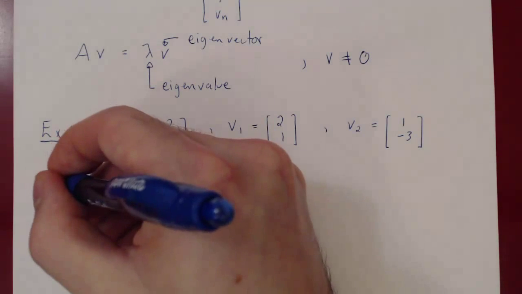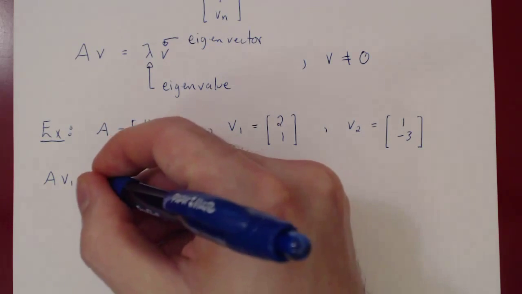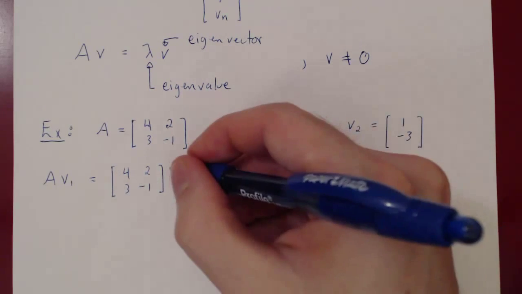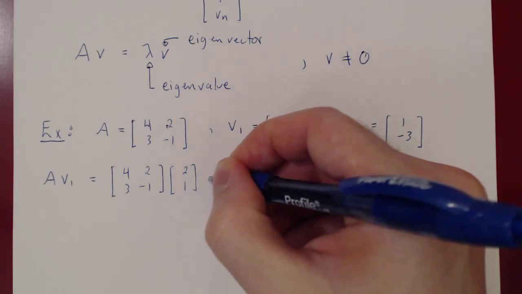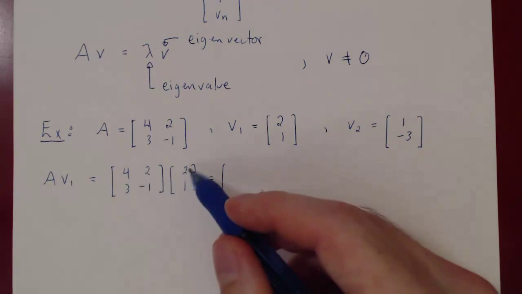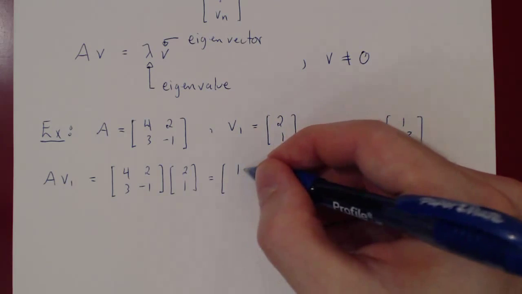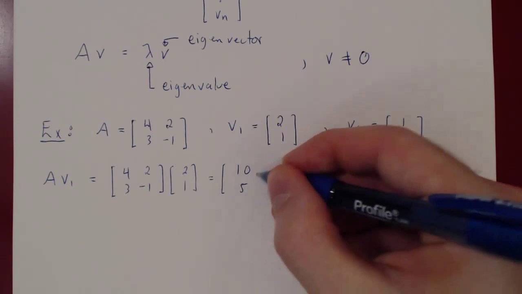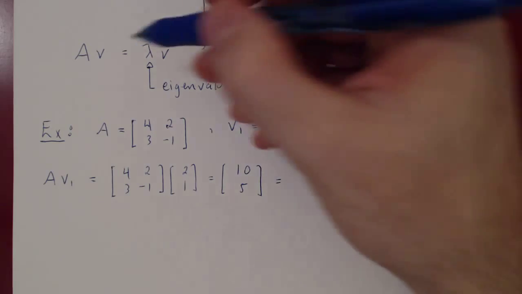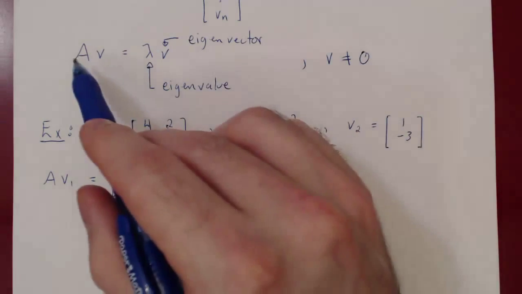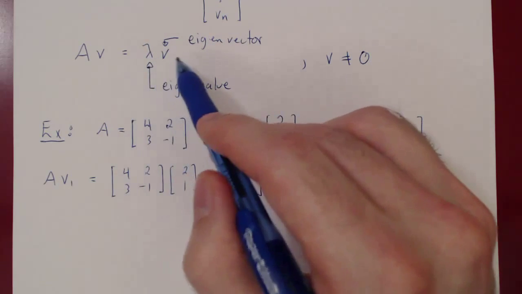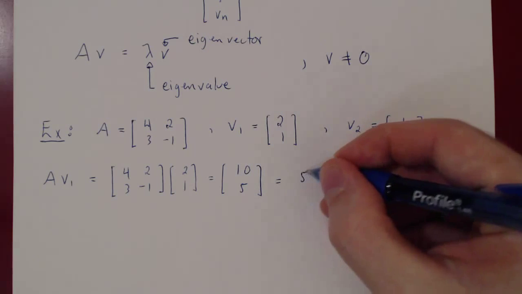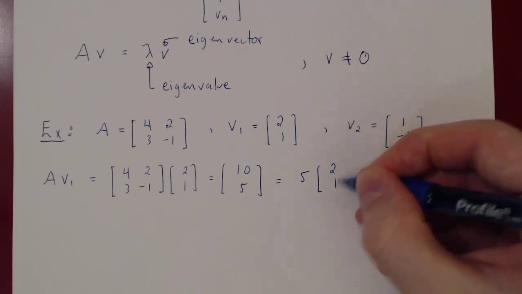Let's check. Let's compute A times V1 first. So the matrix A is 4, 2, 3, negative 1, times the vector 2, 1. So what do we get? 4 times 2, 8, plus 2, 10. 3 times 2, 6, minus 1, 5. Well, if V really is an eigenvector of A, AV would have to be just a scalar multiple of V. Well, if you look here, both of these are multiples of 5. So if you factor 5, you are left with the vector 2, 1.